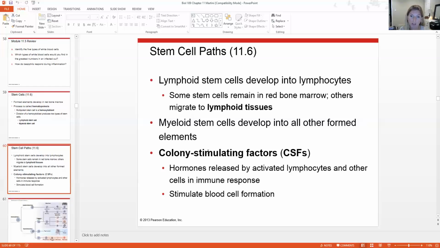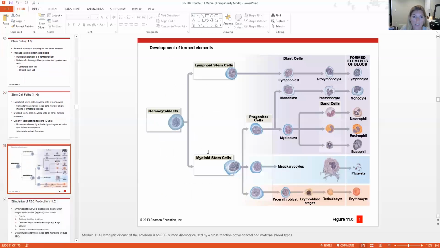Myeloid stem cells will develop into other formed elements, other cells. Something called a colony stimulating factor, or CSF, is going to determine how and what type of cells these myeloid stem cells differentiate into. So here you see the hemocytoblast. It can either be myeloid or lymphoid. Lymphoids develop eventually into a lymphocyte, and that development happens within the lymph tissue, like the thymus or a lymph node. All of the other cells follow a similar pathway in the red bone marrow from a myeloid stem cell, ultimately to either a monocyte, a neutrophil, an eosinophil, basophil, platelet, or erythrocyte.